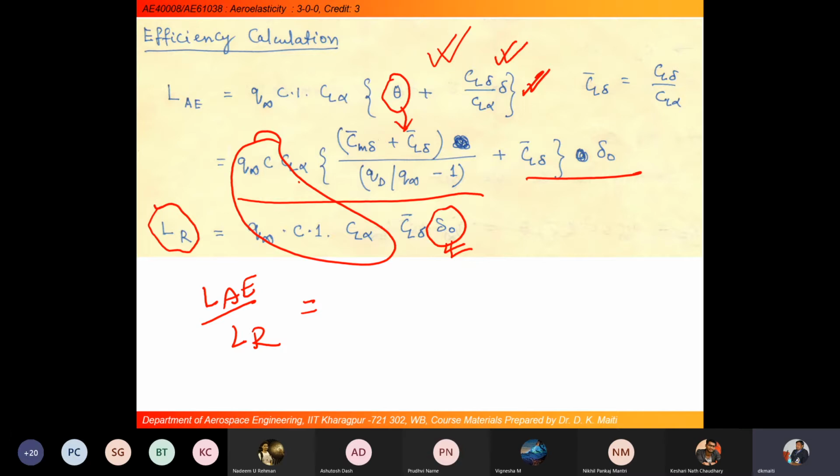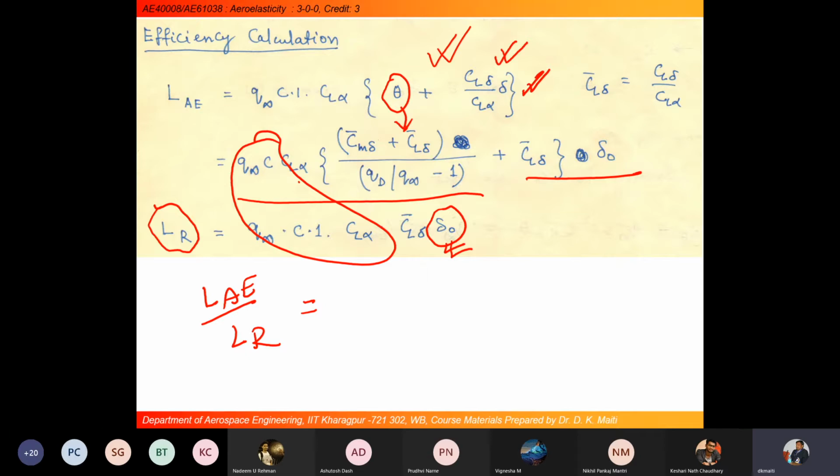The aeroelastic lift is q infinity c Cl alpha multiplied by theta plus Cl delta by Cl alpha into delta. That is from our lift equation, and then we have substituted the value of theta to find the aeroelastic lift. And the rigid lift is q infinity into c into Cl alpha multiplied by what we have defined as Cl delta bar into delta naught.